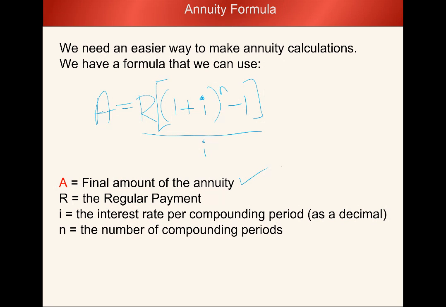So A is the final amount that you have. R is the regular payment that you're making. i is the interest rate as a decimal per compounding period. So if it's annually, like in the example we did, it's just the interest rate in decimal. If it was semi-annually, you'd have to divide it by 2, quarterly by 4, monthly by 12, and so on and so forth. And n is the total number of compounding periods that you're looking at. So if it was 4 years annually, that's 4 times. If it was 4 years semi-annually, that'd be 8 times.